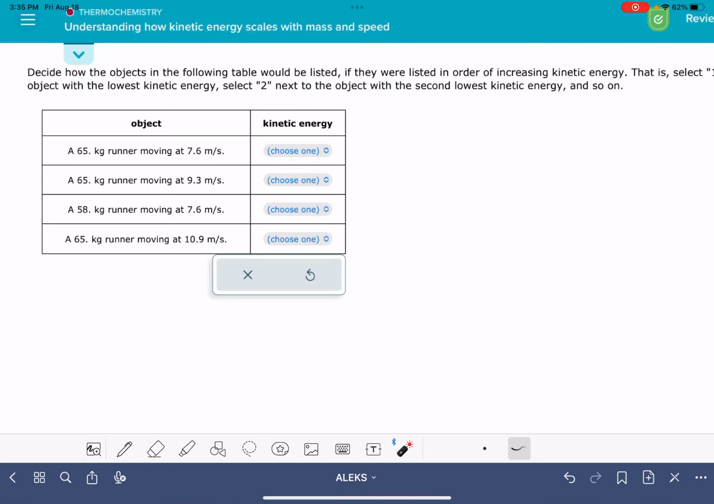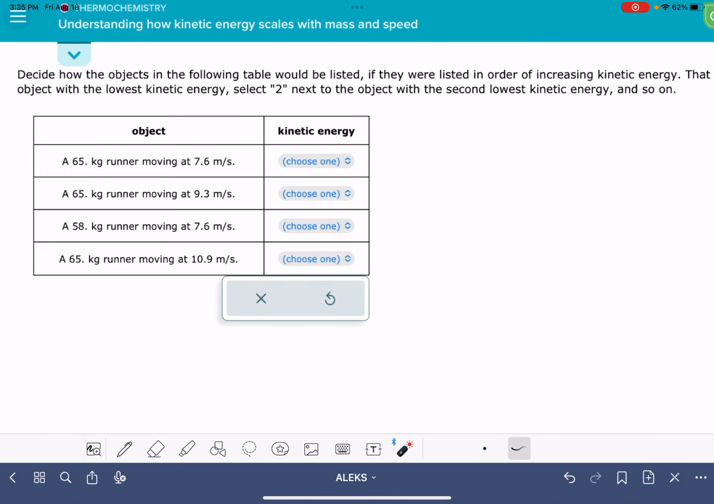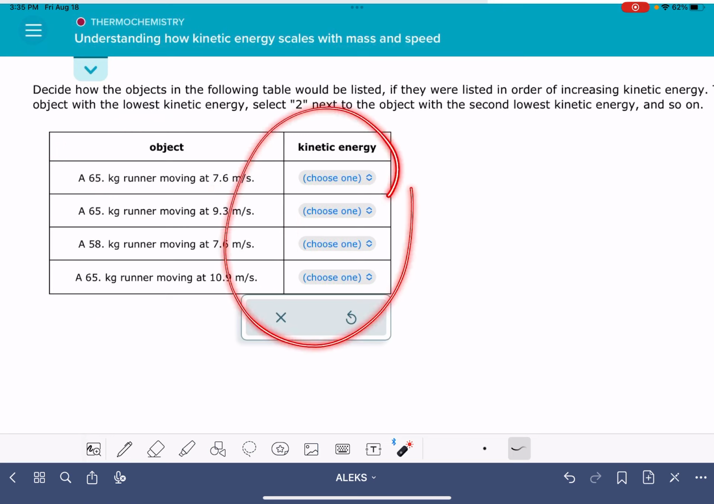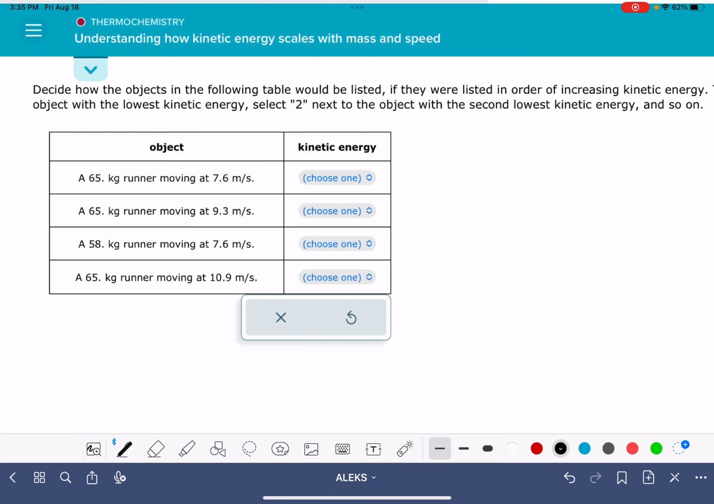In this video, I'll show you how to solve the ALEKS problem called Understanding How Kinetic Energy Scales with Mass and Speed. In this problem, we have 4 different objects. They have different masses and different velocities, and we're being asked to rank them in order of increasing kinetic energy.